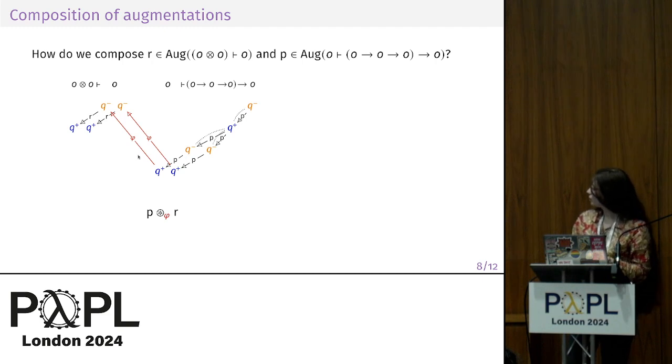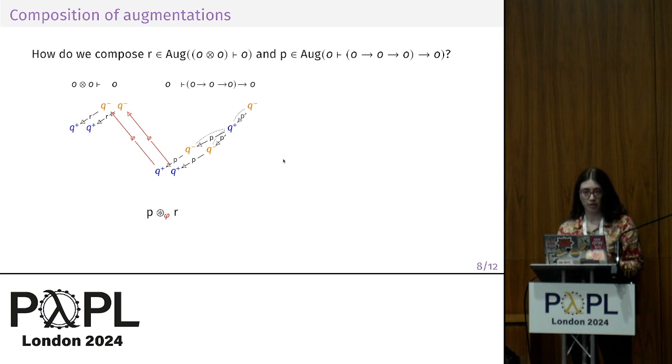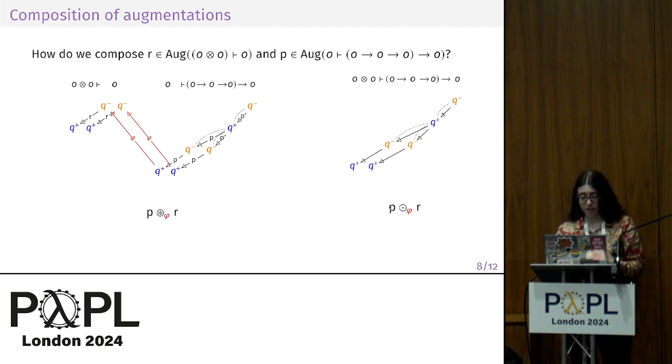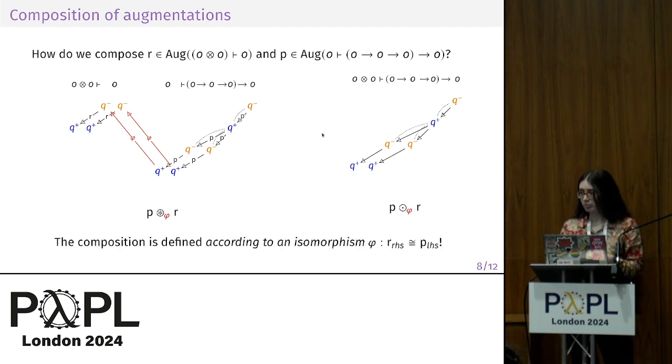And so let's say, for example, I take this isomorphism. So I get what is called an interaction, and then, as usual in game semantics, we do the hiding, and we get an augmentation. So this is a composition of P and R, but it is according to phi. And you notice that if I had chosen the other possible isomorphism with crossing arrows here, then I would have gotten a different augmentation, because the arrows here would also be crossed, and that would not give us the same object. So the composition really is defined according to the isomorphism we chose.